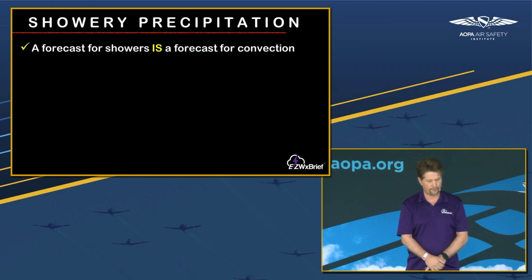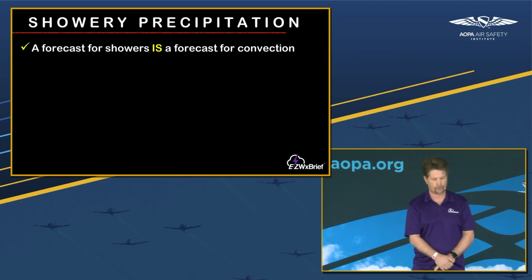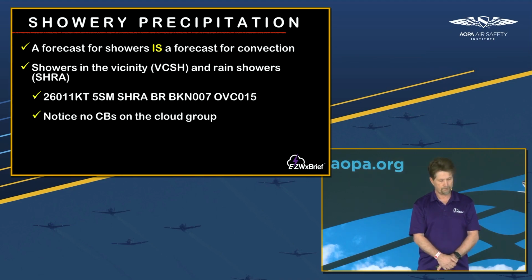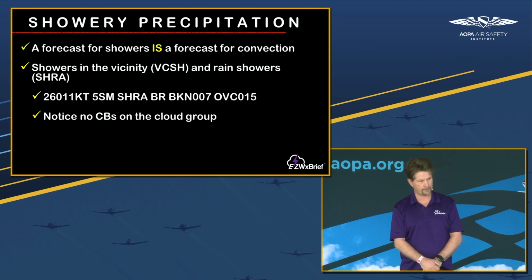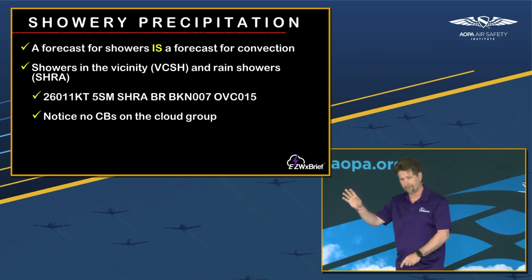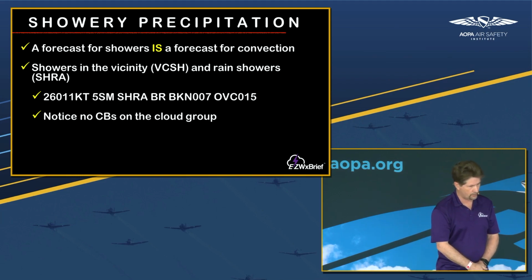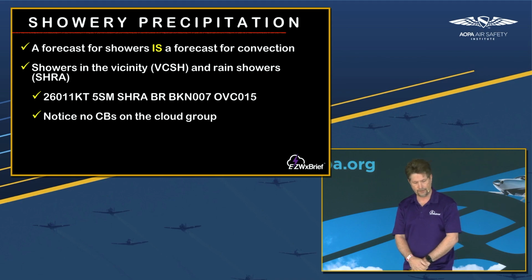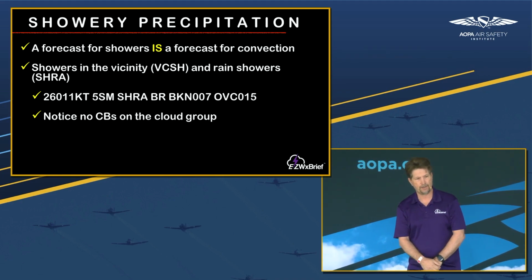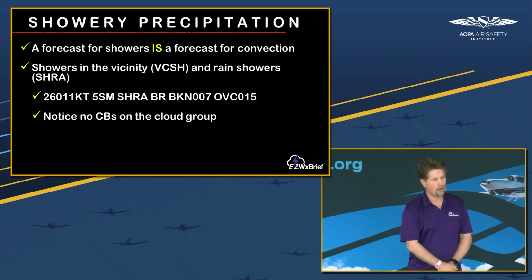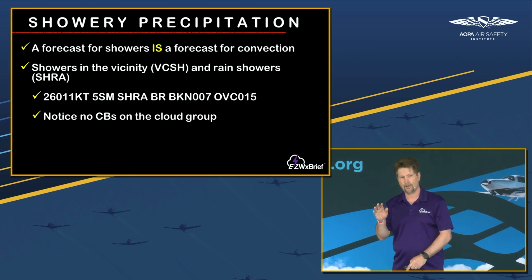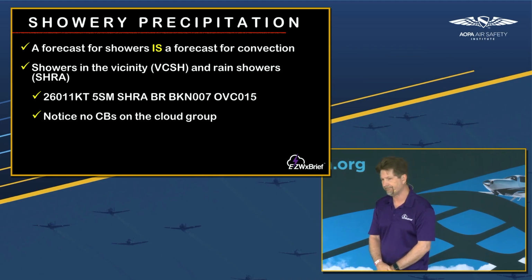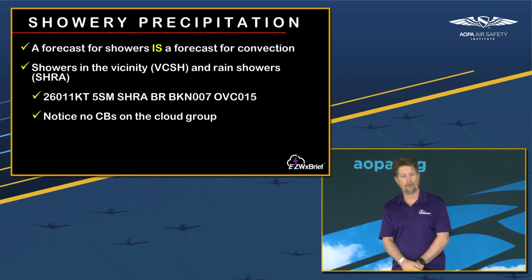So it's important to understand that a forecast for showers is a forecast for convection. So if you see in the terminal forecasts, or if you're a local weather forecaster, when your TV starts to talk about showers, or you bring up your 7-day or 10-day forecast and they're talking about showers, that's a forecast for convection. So things like VCSH for showers in the vicinity, SHRA for showers in the terminal area, all are a forecast for convection. Notice there's no CBs for cumulonimbus in the cloud group, because technically it's not a thunderstorm.